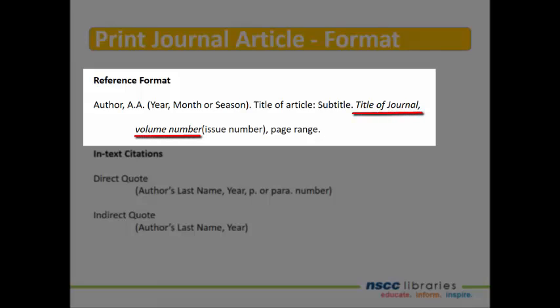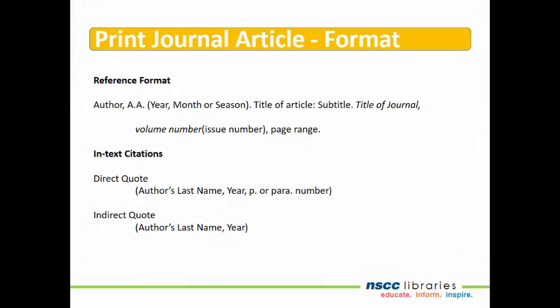Italicize the title of the journal and the volume number. Capitalize every major word in the journal title. There is no space between the volume and issue number. Enclose the issue number in parentheses and do not italicize it. End the reference with the page range of the article, followed by a period.